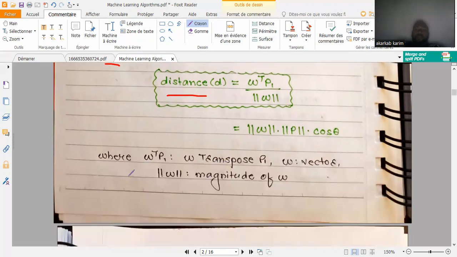Well, where W transpose P1 is the transpose of the vector W times P1, and W is a vector. The notation just denotes this. We try to explain it more. We have W transpose P1, and W is the transposed vector, and we have the magnitude of W.